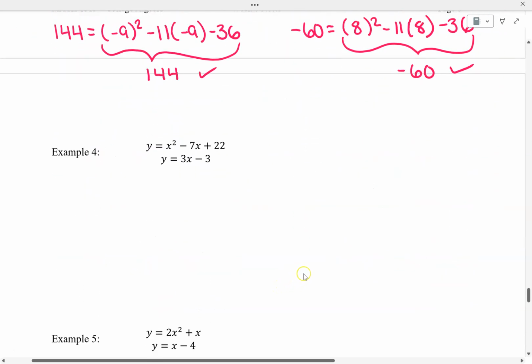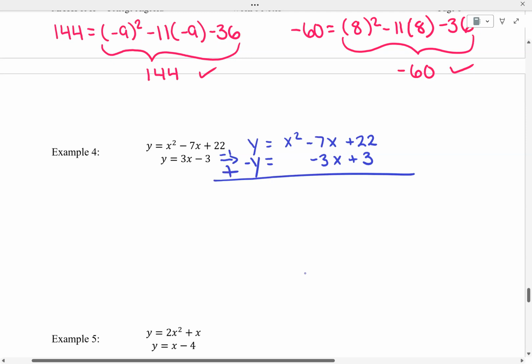So let's try that elimination method. So we're going to go y equals x squared minus 7x plus 22. So notice that both of those equations say y equals. So I'm just going to multiply by negative 1. Negative y equals negative 3x plus 3. We add. Cancel, 0. X squared drops. Negative 7x minus 3x is a negative 10x. 22 plus 3 is a 25.